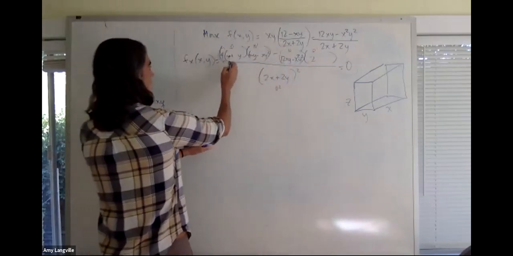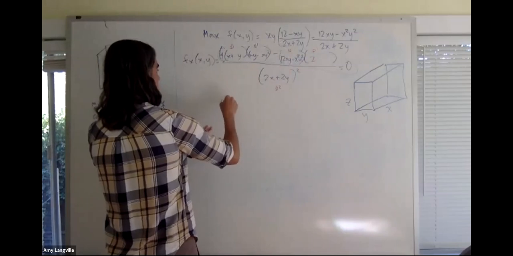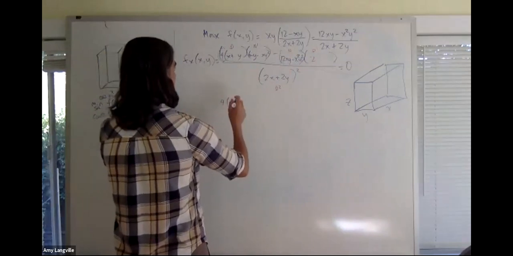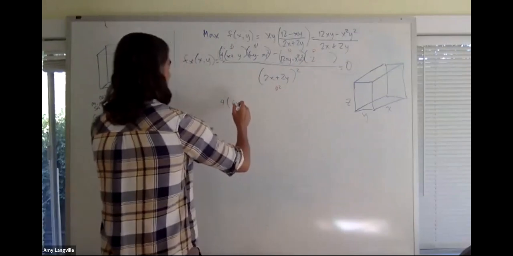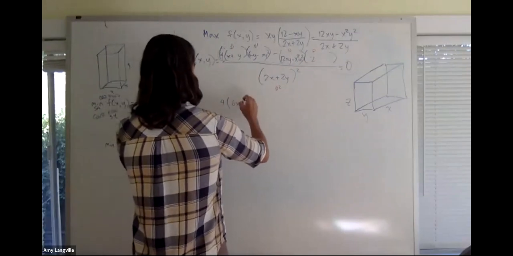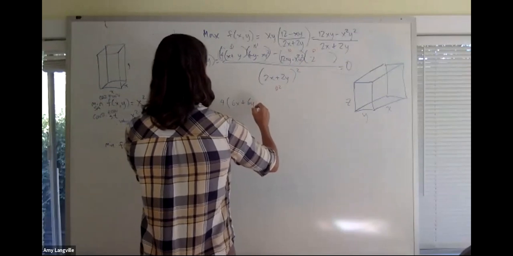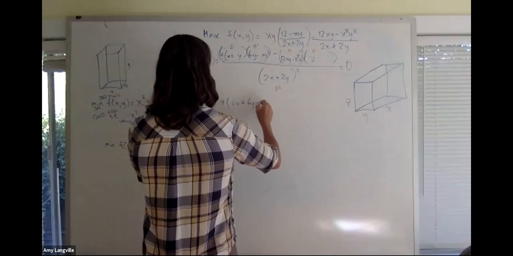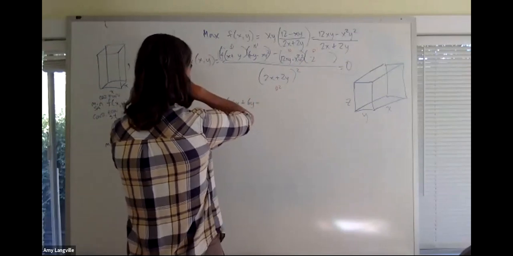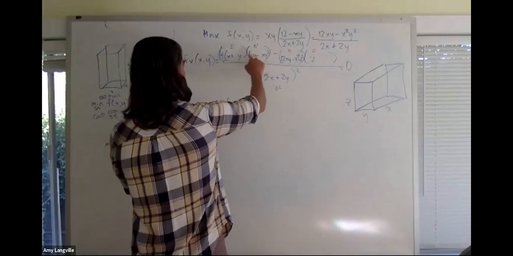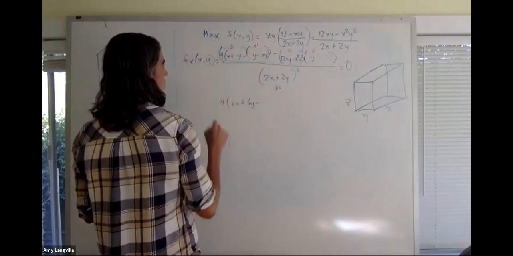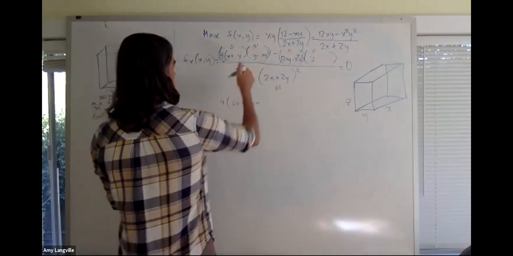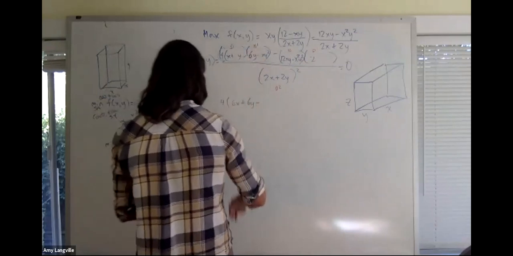Okay, so now I'm going to do the foiling. I'm going to have 4 times, what is that, 6x plus 6y minus, oh wait, it's not a minus, that's just 6, right? That was the derivative of the numerator with respect to x was 12y, so just 6. Yes, okay.